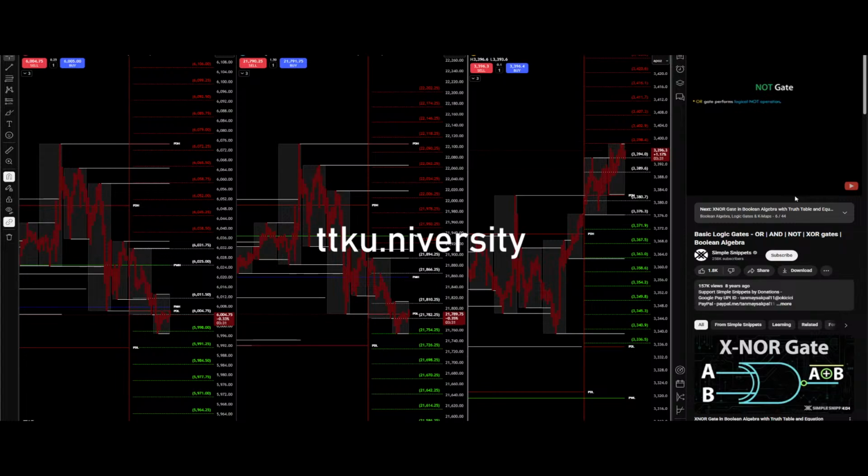That is, if you provide a 0 value, it inverts it to 1. If you provide 1, then it inverts it to 0. So the output Y is high if the input is low, and the output is low if the input is high. So it is also known as an inverter. Here's the expression: Y is equal to A complement.